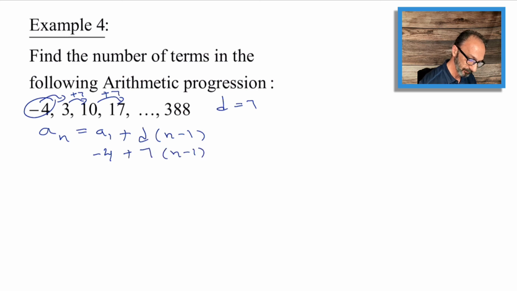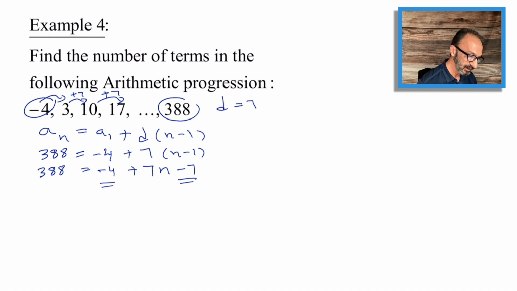And n minus 1. A sub n will be the last term in this case to find the number of terms. So we're going to write 388, as you could see from here. Doing the math, I have 388 equals negative 4 plus 7n using the distributive property, minus 7. We're going to add the negative 4 and the negative 7 on the right hand side, which is negative 11. So we have 388 equals negative 11 plus 7n.